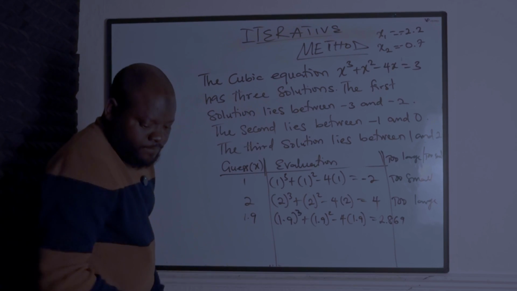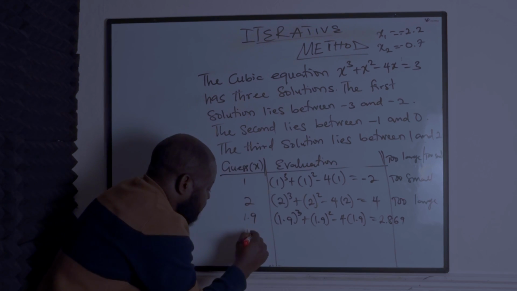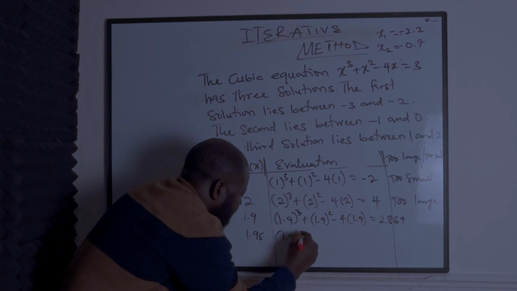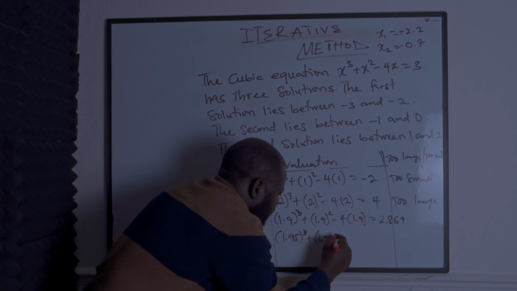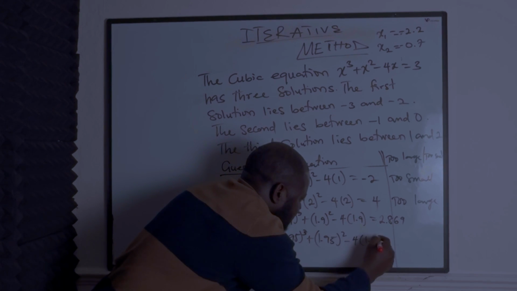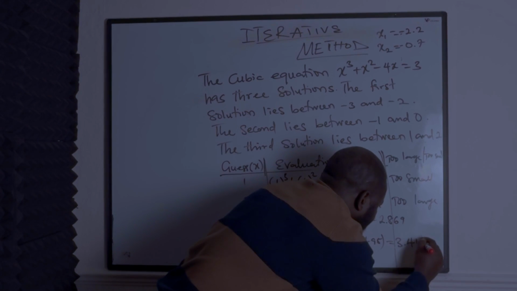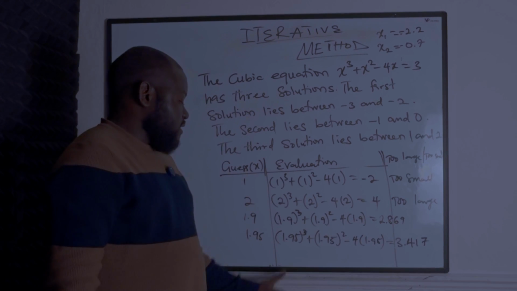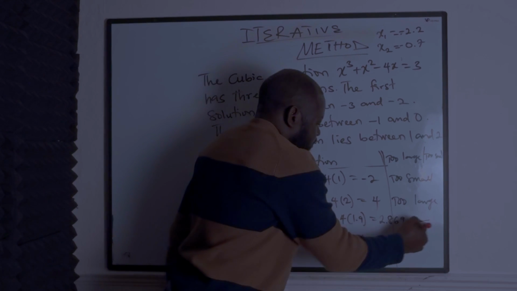So let's try another one. Since this one is getting us closer to 3, instead of us jumping to 1.8, we just jump to 1.95. 1.95 cubed plus 1.95 squared minus 4 into 1.95. So if you press your calculator, 3.417. Good. By pressing our calculator, we should have this. So this one is larger and this one is smaller. So we settle for this.